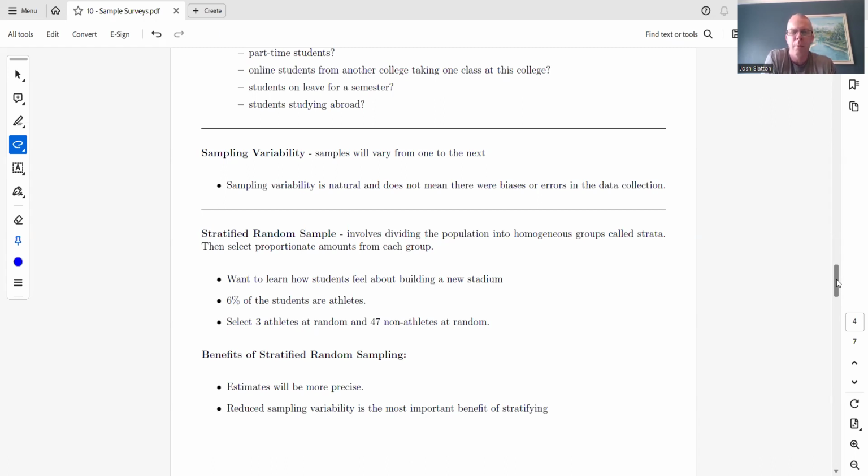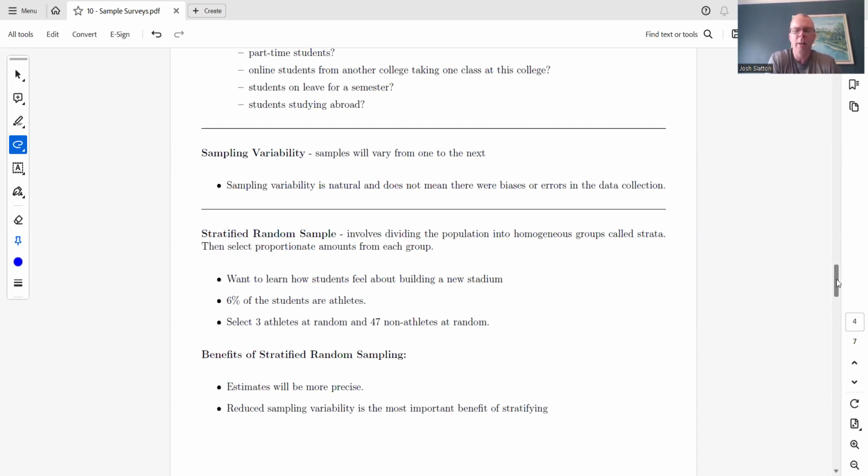So in this example, we want to learn how students feel about building a new stadium. 6% of the students are athletes, so if we're going to get a random sample of 50, then we want 6% of our sample to be athletes. So that'd be 3 athletes, selected randomly, and 47 non-athletes. So basically you divided the student body into athletes and non-athletes, and you get a proportionate amount of each.